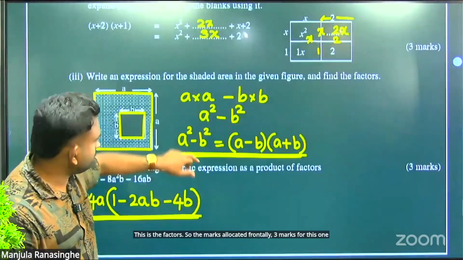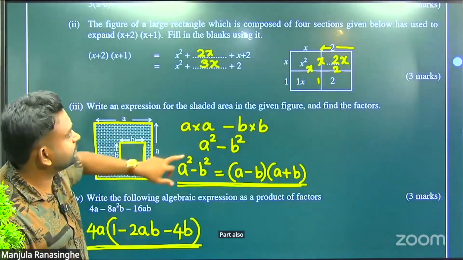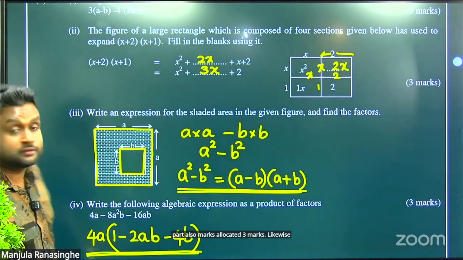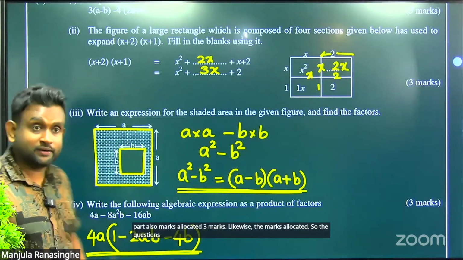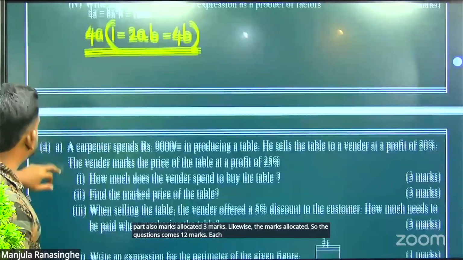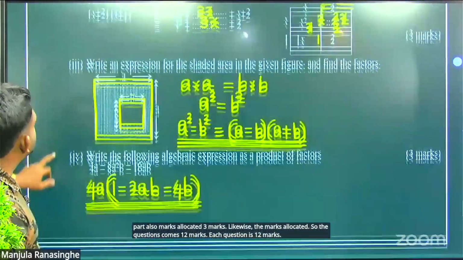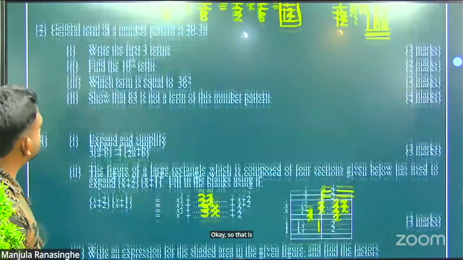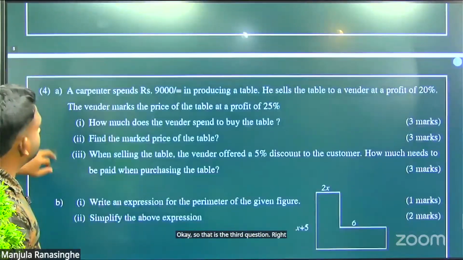The marks allocated for this one are 3 marks. The previous part also had 3 marks. Likewise, the whole question comes to 12 marks. Each question is 12 marks. Okay, so that is the third question. Now I am moving to the fourth question.